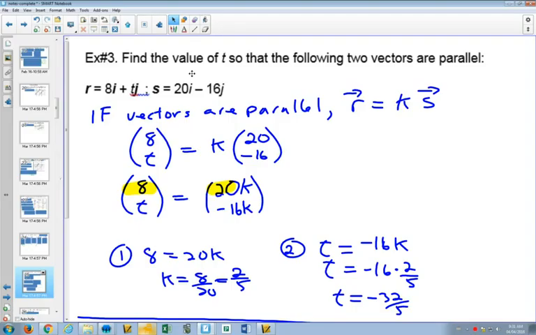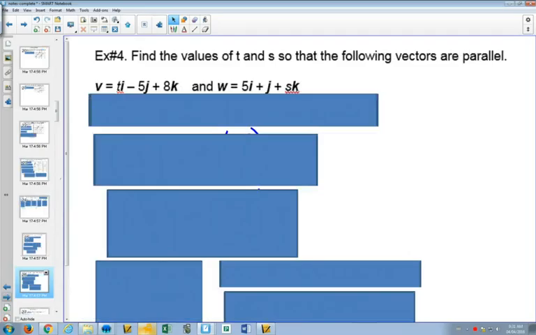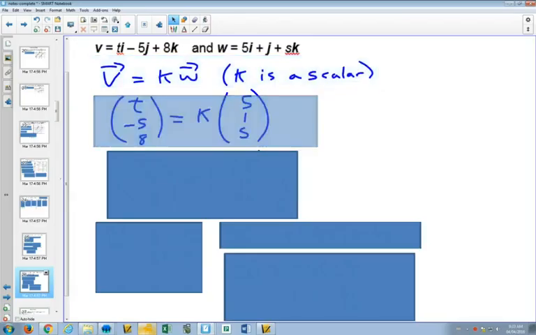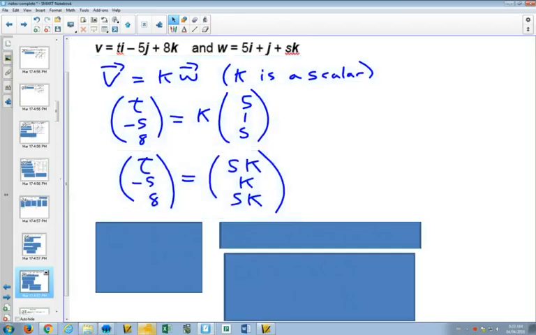So I'd like you to try the last question. That's where we're going to end today. Example 4. Put up the first little bit to see if you set up things basically the same way.